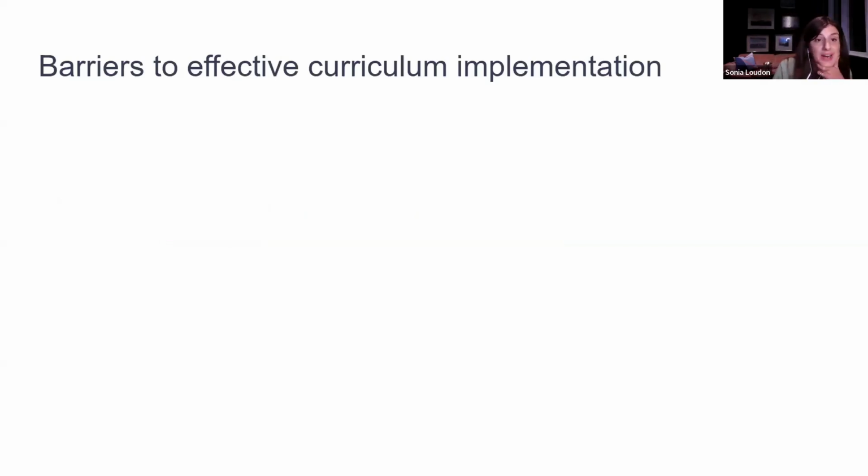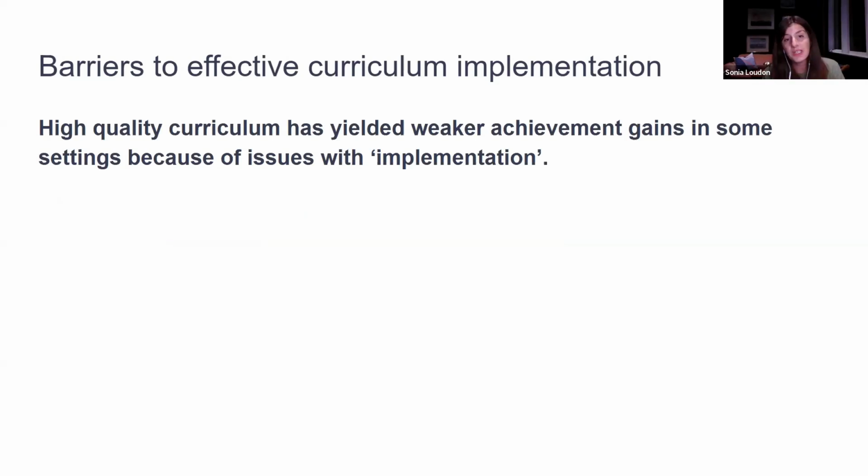And this has actually borne out in the research. High quality curriculum has yielded weaker achievement gains in some settings because of issues with implementation. One study in particular of the use of a really high quality textbook that had seen lots of gains in other settings, the researchers were predicting to see really big gains in student outcomes when implemented in this particular state in the US, and they just didn't happen. What they found was going on was that teachers hadn't had much professional development to be able to implement the curriculum in the way that it was intended to.